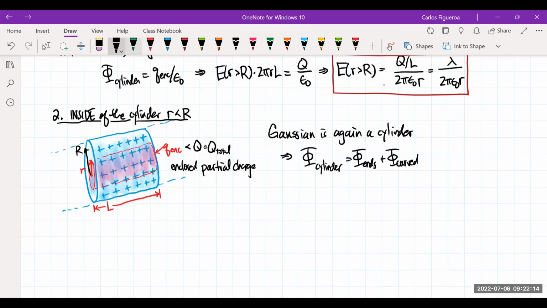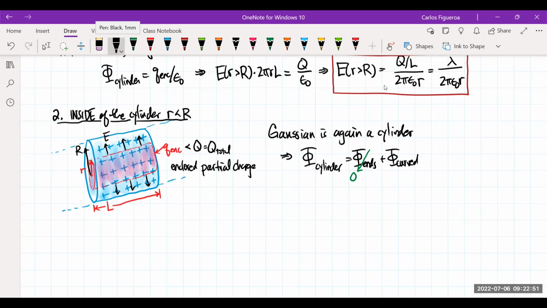We saw from the previous discussion that this guy is automatically zero because E and dA are perpendicular to each other. So when I look at this flux here, it's only due to the curved walls. Now, I don't really want to draw the E field, but I'm going to draw just a few of them. This is the direction of the E field coming out of the Gaussian surface here, right? It's poking out of that Gaussian surface.